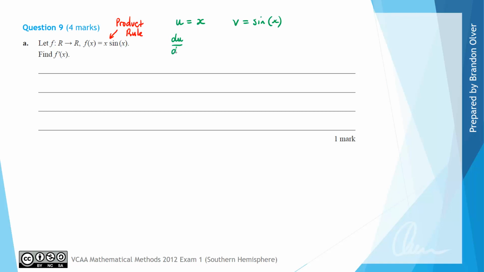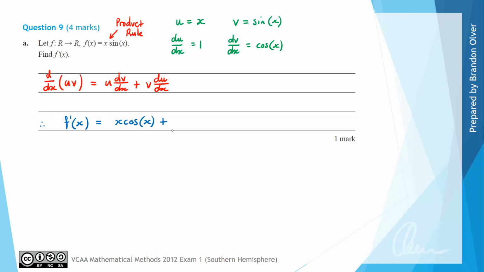Next we calculate du dx, which equals 1, and dv dx, which is equal to cos of x. From the formula sheet, we know the derivative d dx of u times v is equal to u times dv dx plus v times du dx. So f dashed of x, the derivative we're asked to find, equals u times dv dx, which is x times cos of x, and then we add v times du dx, which is just sine of x times 1, which is simply sine of x. So that is the answer for part A of this question.